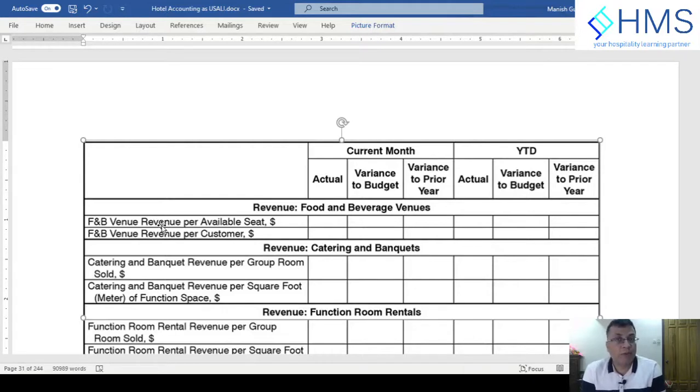So what is the meaning of per group room sold? Usually you have group revenue from the hotel, from the rooms department, right? So there are maybe many groups which are coming into the hotel. So how many of those groups have actually used the banquet facilities? So this revenue per group room sold will help us to understand what is the take-up ratio, right?